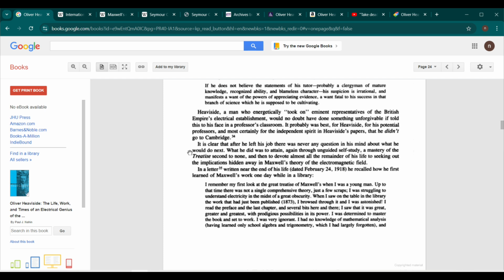It is clear that after he left his job, there was never any question in his mind about what he would do next. What he did was to attain, through unguided self-study, a mastery of the treatise second to none, and then to devote almost all the remainder of his life seeking out the implications hidden away in Maxwell's theory of the electromagnetic field.